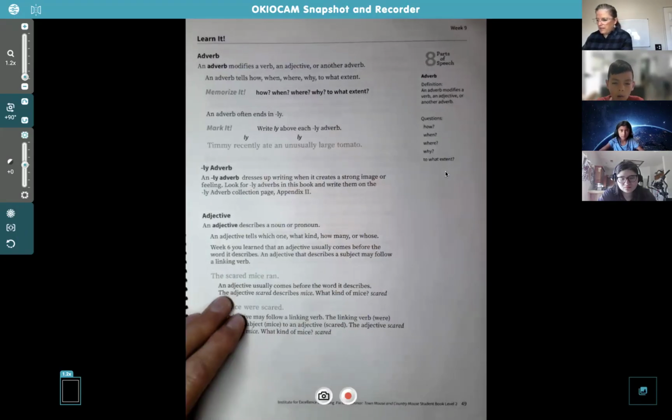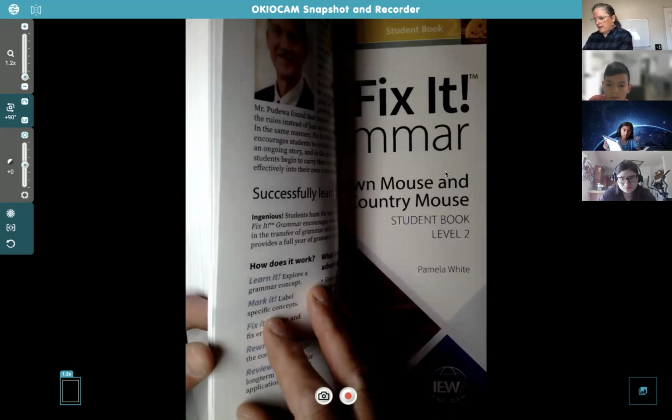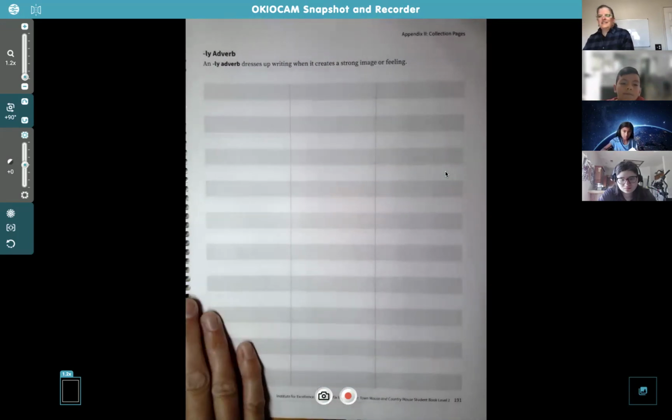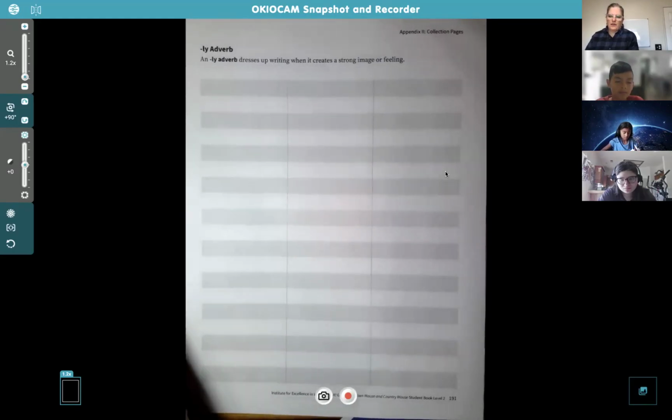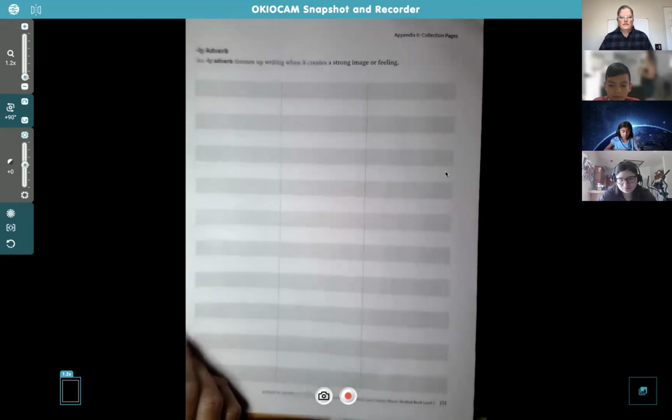And that just means in the back of your book, if you just want to peek over there, very back here, it's page 191, way in the back. There's a blank page here with some great outlines. You can make your own list of ly adverbs.